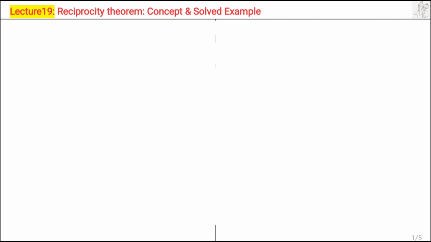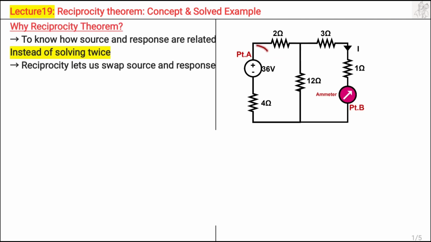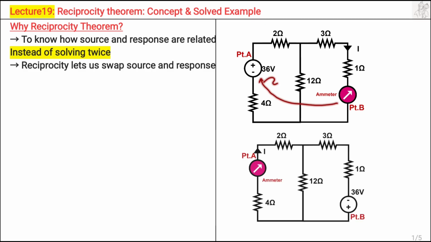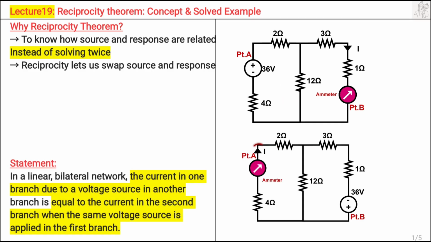Reciprocity theorem concept and solved example. So in this circuit at point A we have a voltage source and at point B we have an ammeter which measures this current. So reciprocity theorem says that if we swap this voltage source from point A to B and this ammeter from point B to A like in this circuit, then the current which will flow through the source branch will be same as that of the current which was earlier flowing through the response branch.